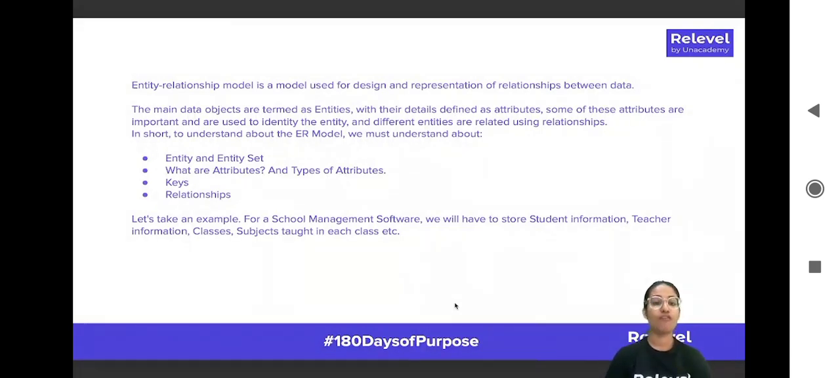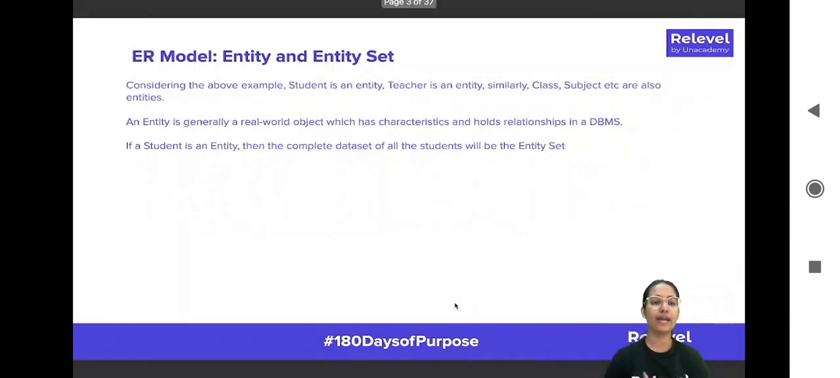So let's take an example. For a school management software, we have to store all the students' information, all the teachers' information, all the classes, and all the subjects which are taught in each class. To understand the concept better, we are going to take a real life example and then understand all these terms. With this we'll get a better idea of what to expect and how to really design a system in real life as well. So this is more like a hands-on and practical way of learning this topic. So now we'll move ahead.